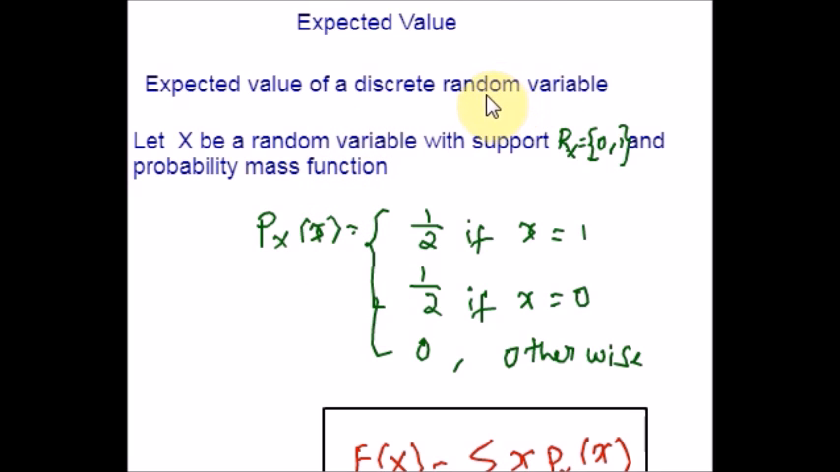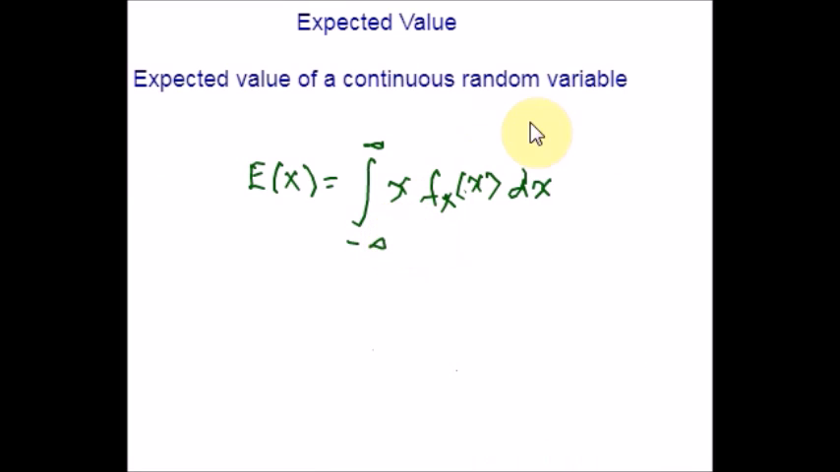Now let us see what is the expected value of a continuous random variable. When x is a continuous random variable with a probability density function, previously we talked about the probability mass function. Here we are going to see the probability density function f of x. The formula for computing its expected value involves an integral.